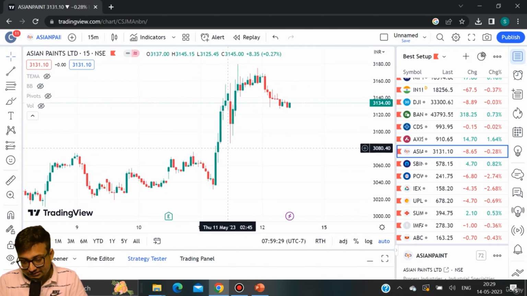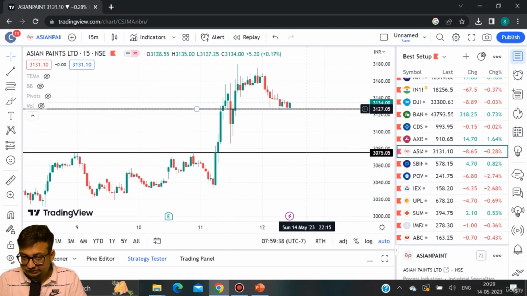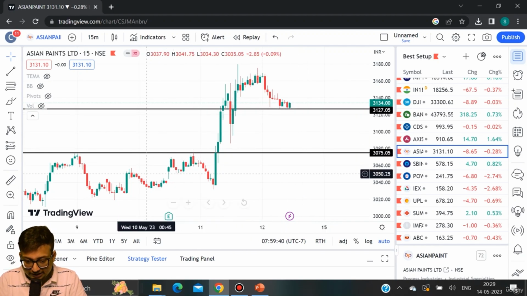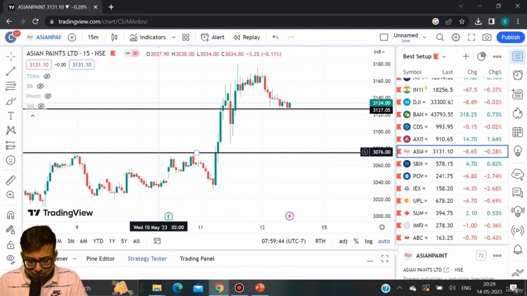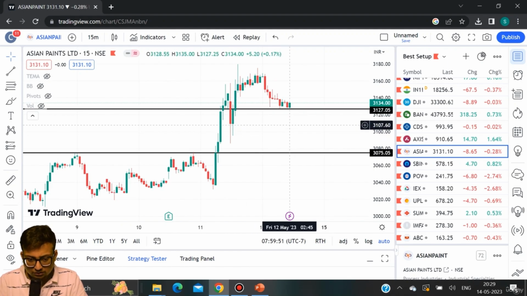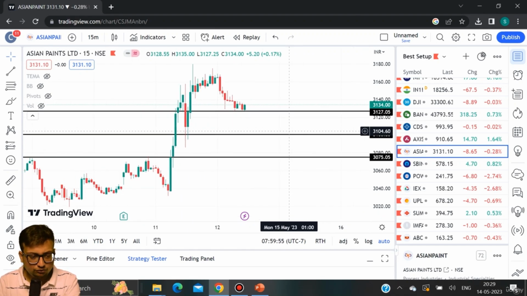Sorry, this was a resistance and this was a resistance. When the market was here, this was a resistance, right? And now the next support is this. The second support will be somewhere near about here. So the intraday planning we can make like this. This is the resistance level.